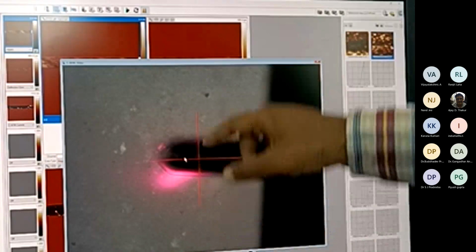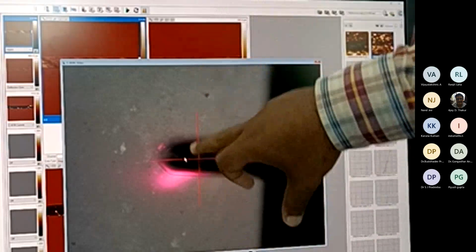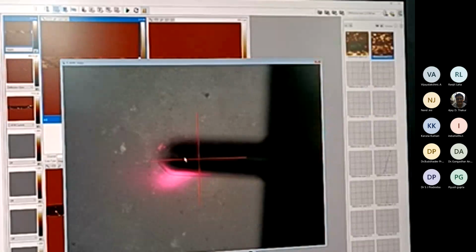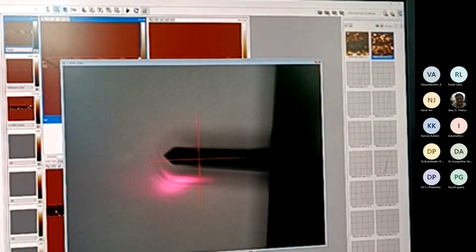And it's pointing towards the sample. This view is from the upper side. Is it possible to focus a little more, or this much only? No, it is focused on the sample actually. You can focus a little better. Yeah, this is the tip.